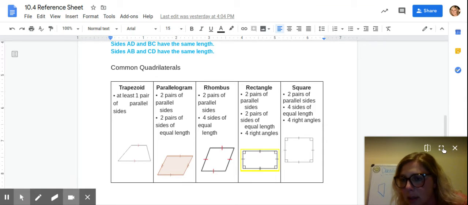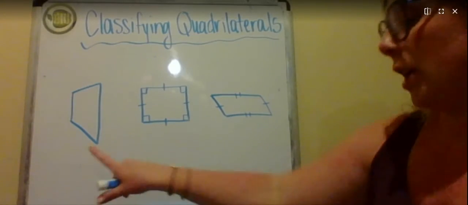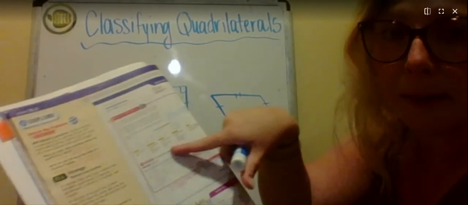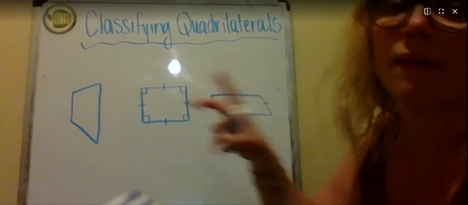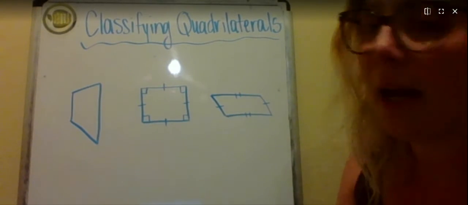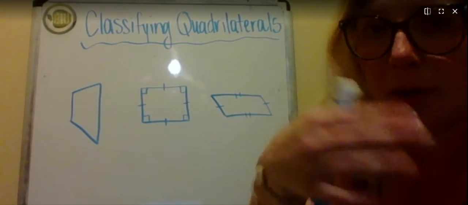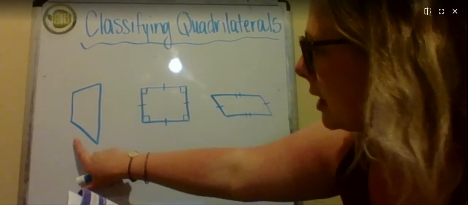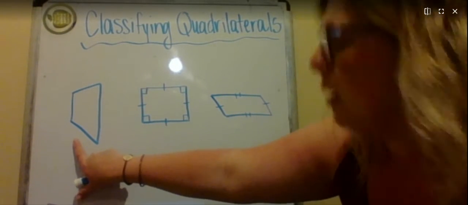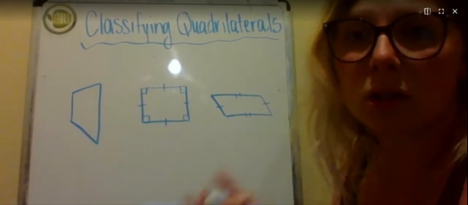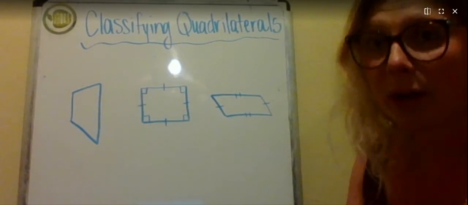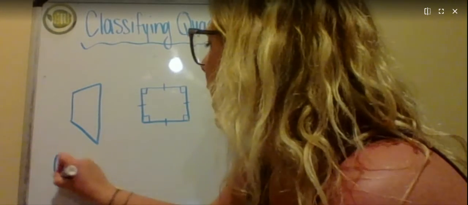Okay. So our first shape here, now I have my book that has those definitions. You should have your paper out next to you and look at your reference sheet. But I can't look at the reference sheet on the computer and also my paper. So, okay. First, let's look at this shape. Is it a quadrilateral? Does it have four sides? 1, 2, 3, 4. Yes. So right away, it is a quadrilateral.